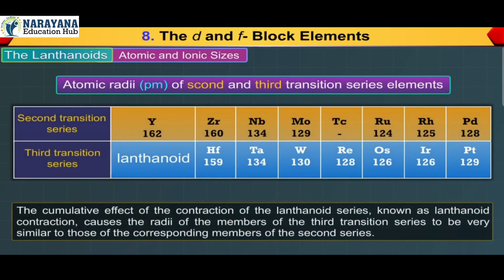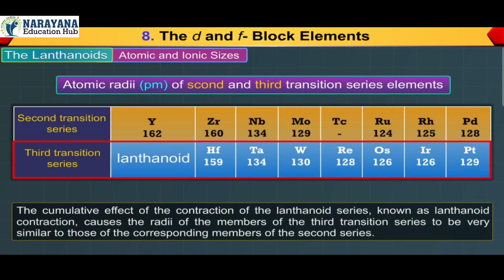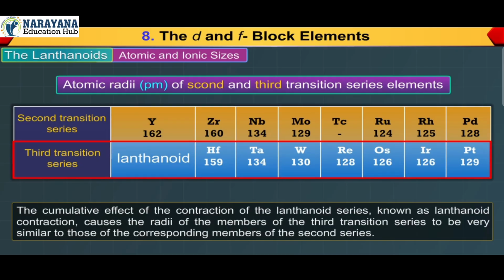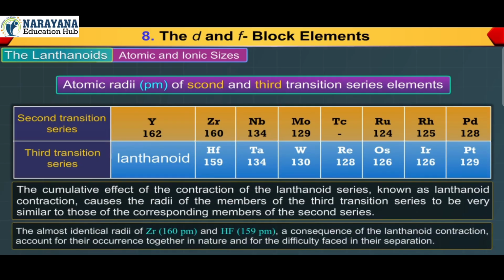The cumulative effect of the contraction of the lanthanoid series, known as lanthanoid contraction, causes the radii of the members of the third transition series to be very similar to those of the corresponding members of the second series. The almost identical radii of zirconium, 160 pm, and hafnium, 159 pm, a consequence of the lanthanoid contraction, account for their occurrence together in nature and for the difficulty faced in their separation.